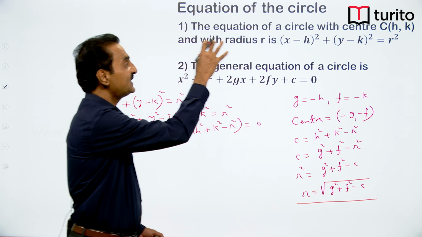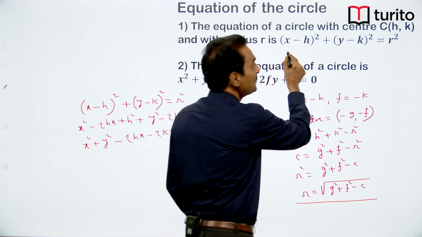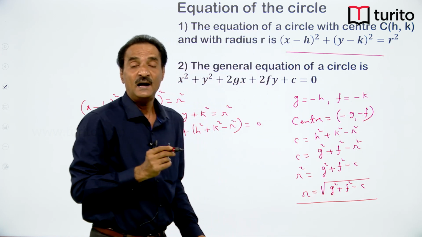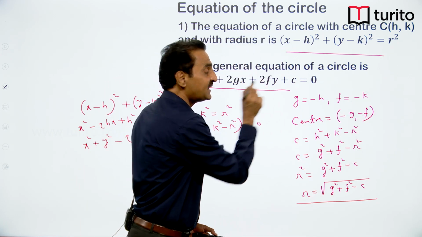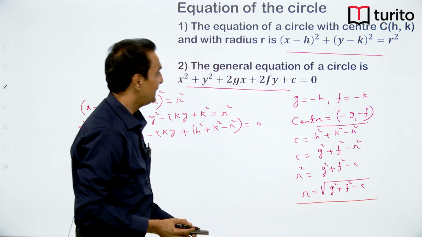So, when the center of the circle and radius are given, this is the formula to find the equation of the circle, and when the equation of the circle is given in the general form, this is the formula for center and this is the formula for radius.